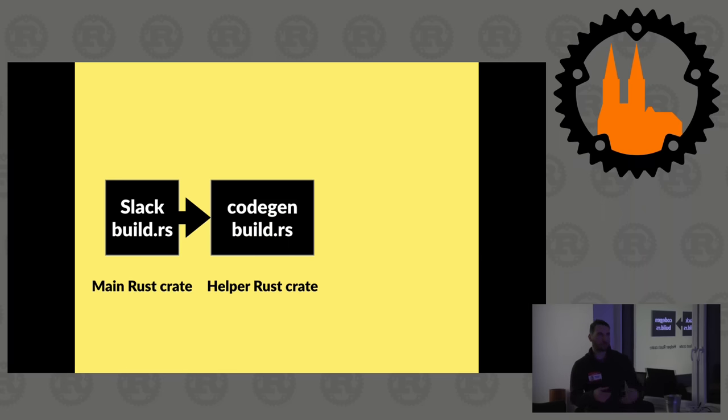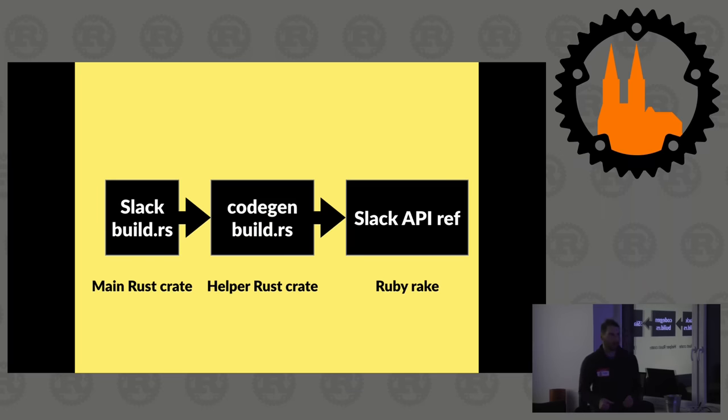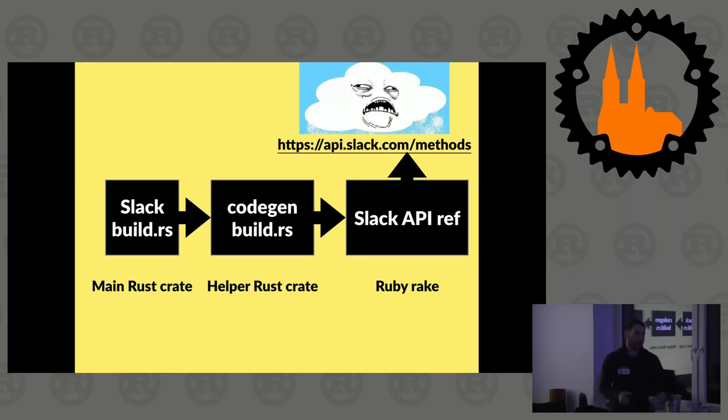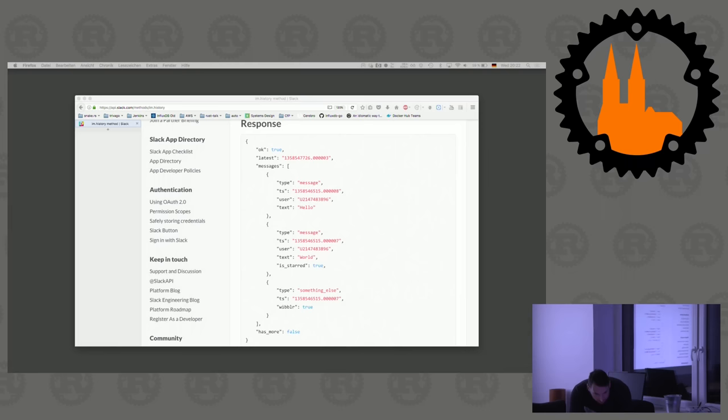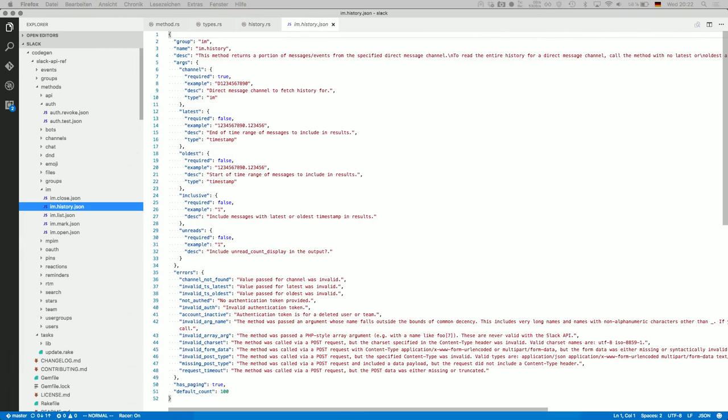But this code gen thing has no idea of the Slack API. As you saw, it's just a HTML file, and they have no real documentation for that. Fortunately, there was some guy who had this Slack API ref on GitHub, and it's written in Ruby. Okay, so you run one rake command, and it will fetch all those HTML files, and it will run through the Slack client, and it will generate all of those specifications for you. So a specification looks a bit like this. Let's go for the method that we saw already, im history. So that is the specification.